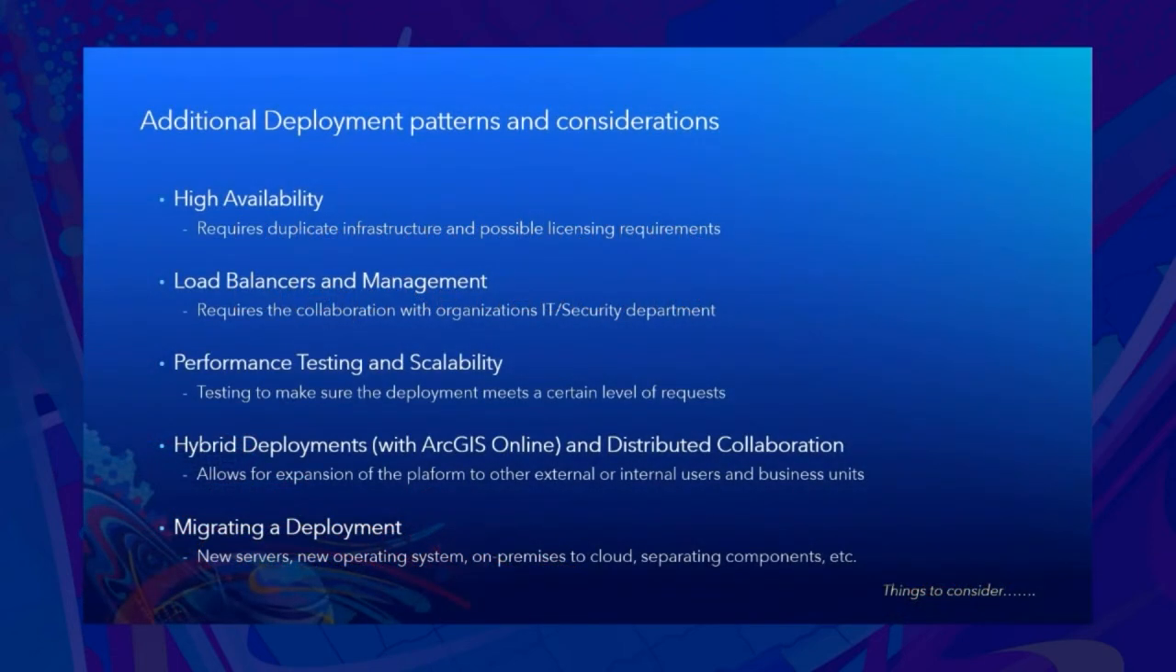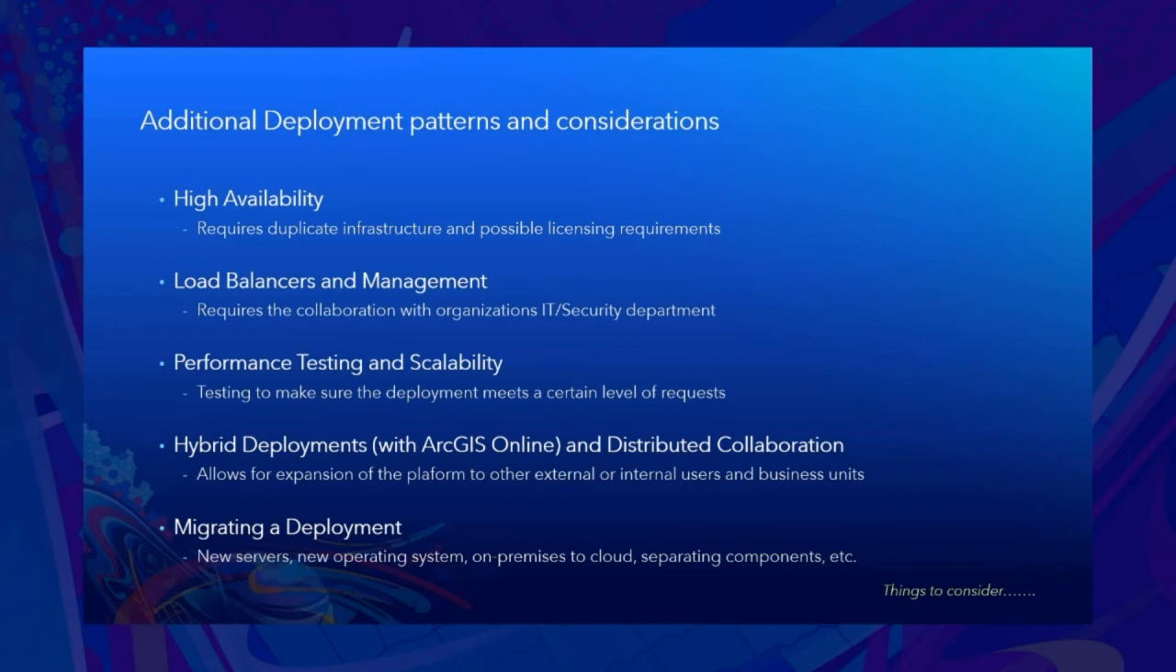Additional patterns and considerations, things that we haven't talked about today, but are going to be very important to you as you consider your particular architecture and deployment. High availability. Is that needed for you? Do you need that level of resiliency? This is going to require some duplicate infrastructure. There will be some licensing implications. So that's something you're going to need to think about.